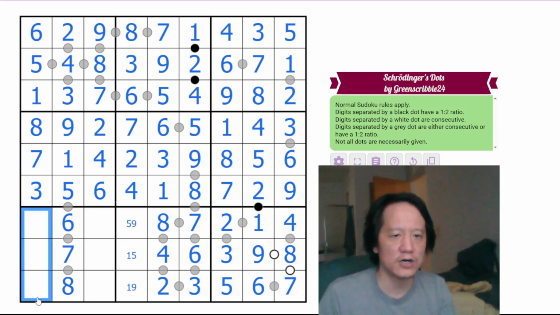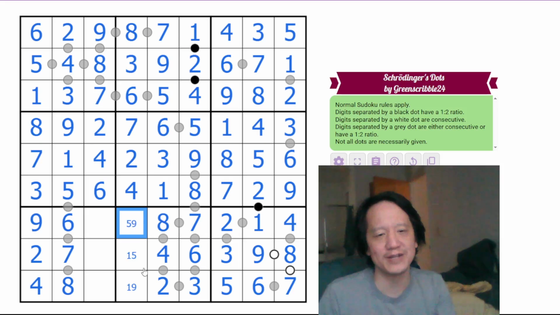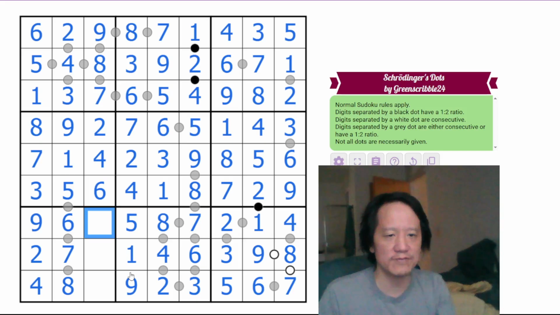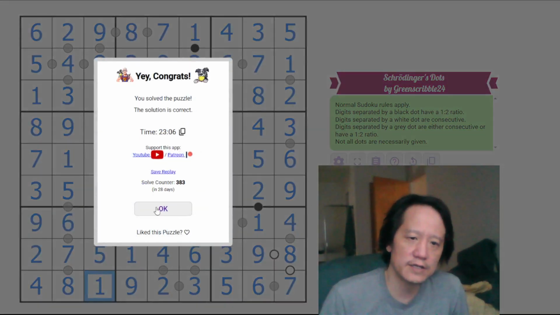Remaining digits in column 1 are 2, 4, and 9. This can't be 4 or 9 because of the 4 or 9 in the row, so this is 2. This can't be 4 because of the 4 in the row, so this is 9, which makes that 4. 9 eliminates 9 here, so that's 5, which makes this 1, which makes that 9. That leaves this as a 3, this as a 5, and this as a 1. And that's how you solve it.